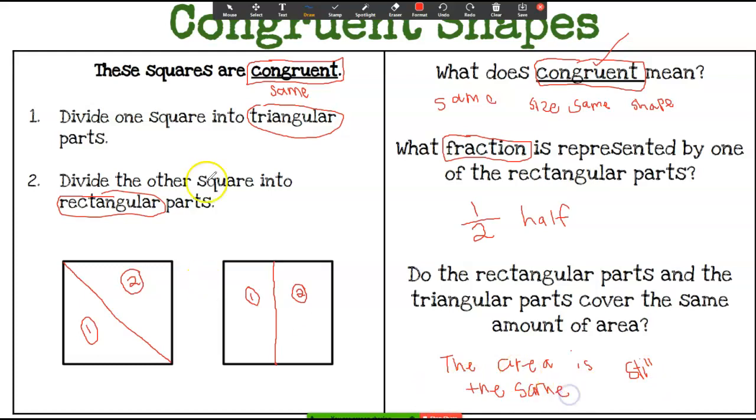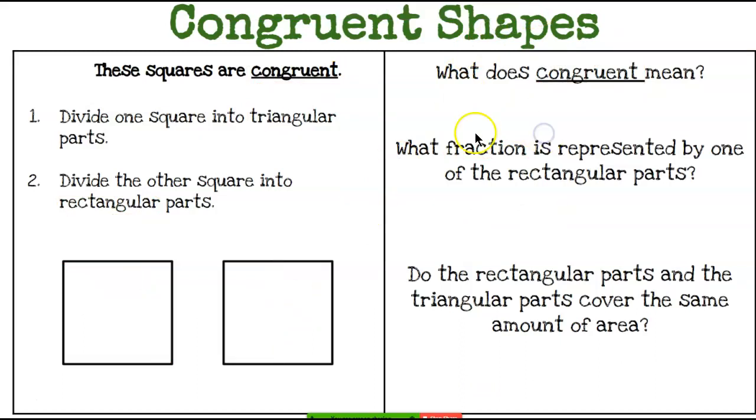They're not. If these two shapes are congruent and they're both broken in half, this triangle is the same size as this rectangle. And this triangle is the same size as this rectangle. Because they are congruent and they both are broken into two pieces. All right. Let's go ahead and move on to the next.